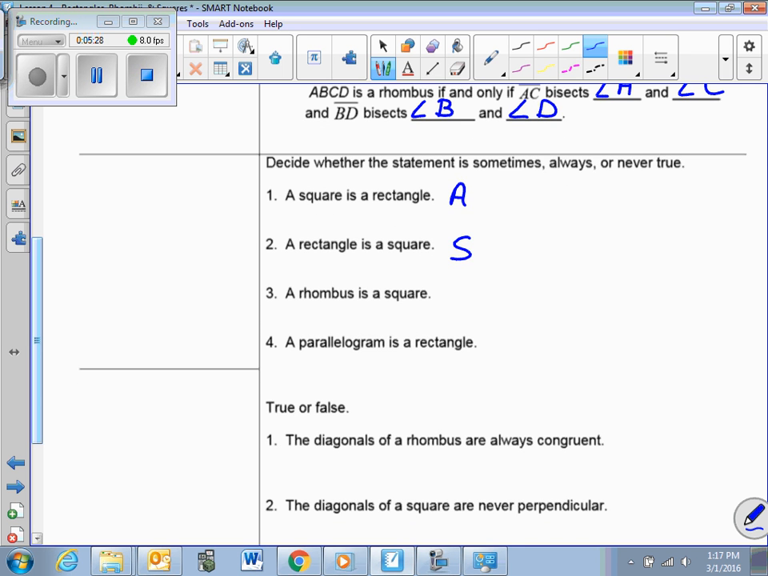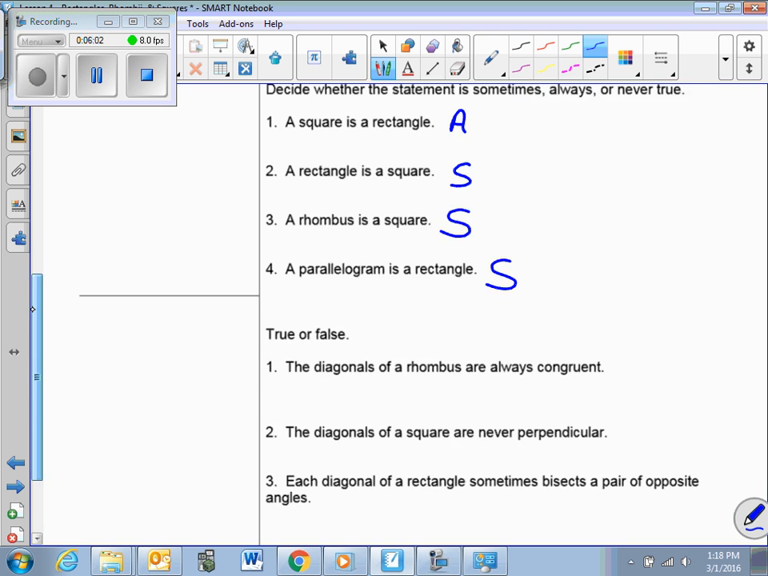All right, how about this? Is a rhombus a square? Sometimes it is. Sometimes it isn't. All right, and how about a parallelogram? Is a parallelogram a rectangle? Well, sometimes. Is a rectangle a parallelogram? Always. All right. So guys, you have to know these definitions and you have to know these corollaries and all these theorems like the back of your hand, or when you go to answer these sometimes, always, and never questions, you're going to have a struggle.